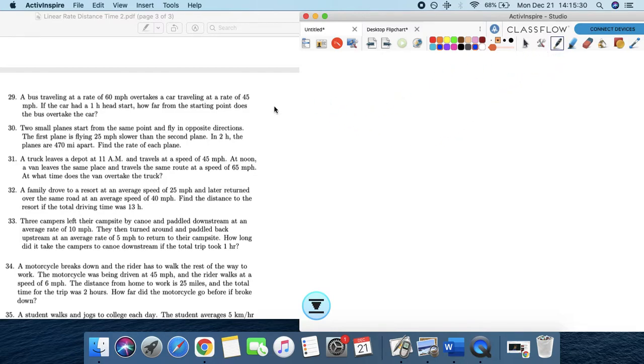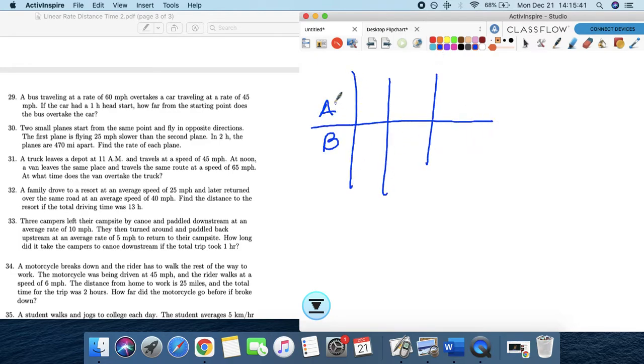Number 30, two small planes. They start from the same point and fly again, same type of thing. So let's call them plane A, plane B. RTD. Plane A is 25 miles per hour slower. So one is R and the other one is R minus 25. That's how we represent slower. They flew for 2 hours and they're 470 miles apart. So 2R and this one is going to be 2R minus 50.